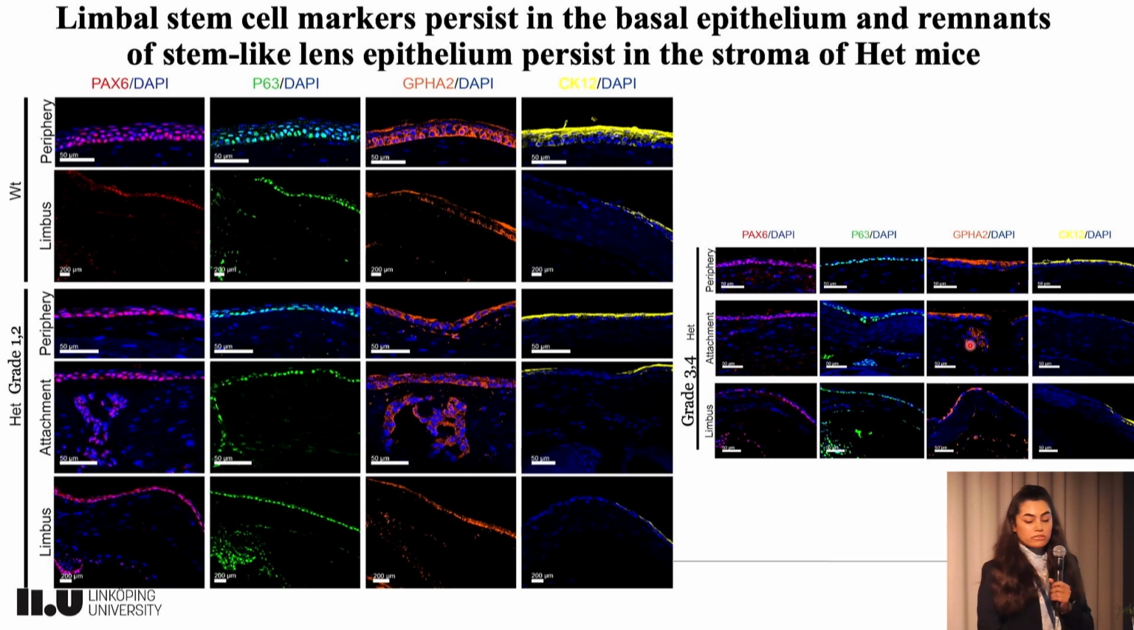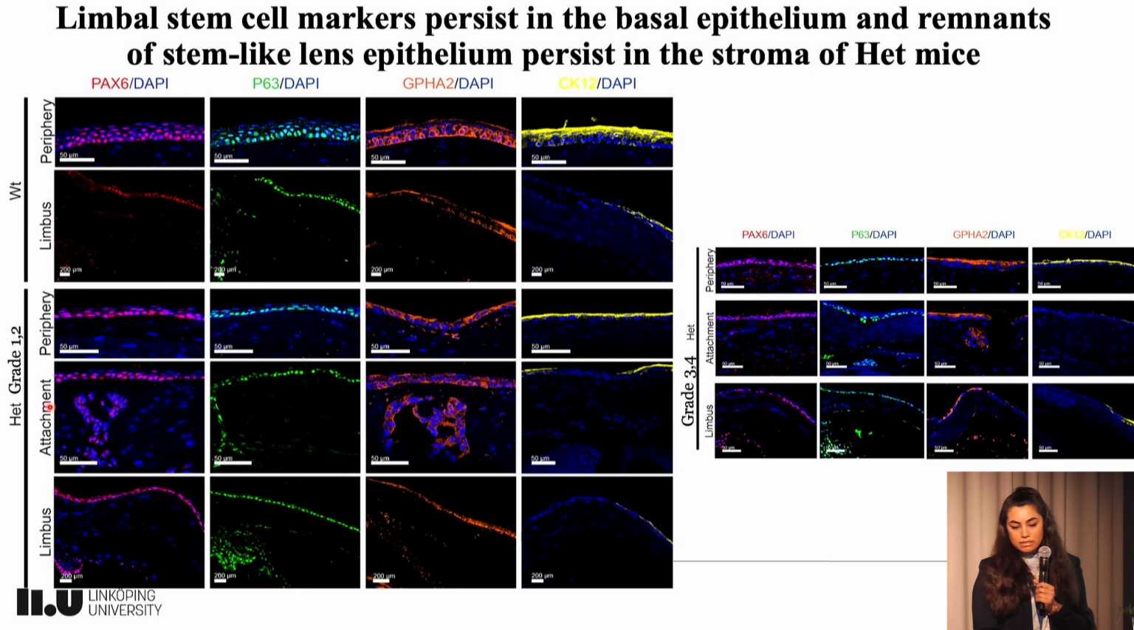As you can see in grade 3 and 4, it seems that GPHA2 expression was kind of shifted to the superficial epithelium. So we think that GPHA2 expression in the basal epithelium appears to mirror the progressive limbal deficiency, and it would be an important marker for further evaluation in the context of aniridia.